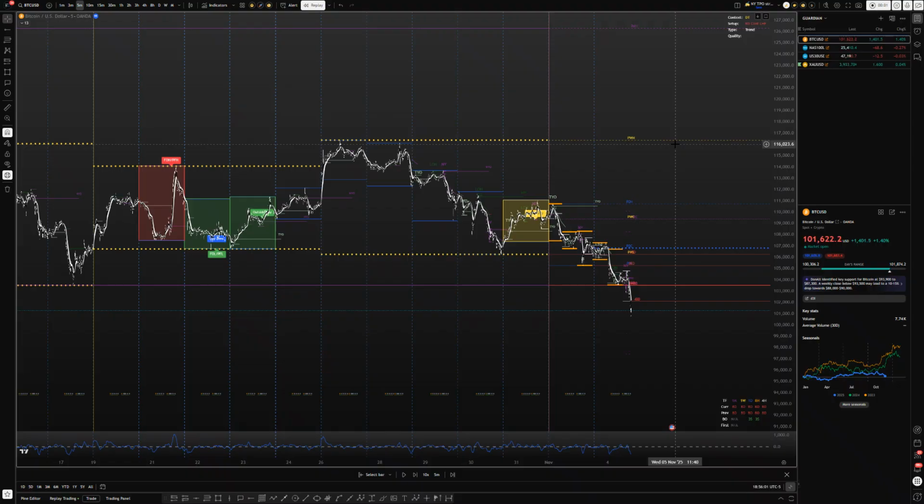How's it going, traders? Right, so a recap for the Bitcoin trade that I took today. And hopefully this is beneficial to any onlookers. I like to make these for my own journaling. And let's get into this.